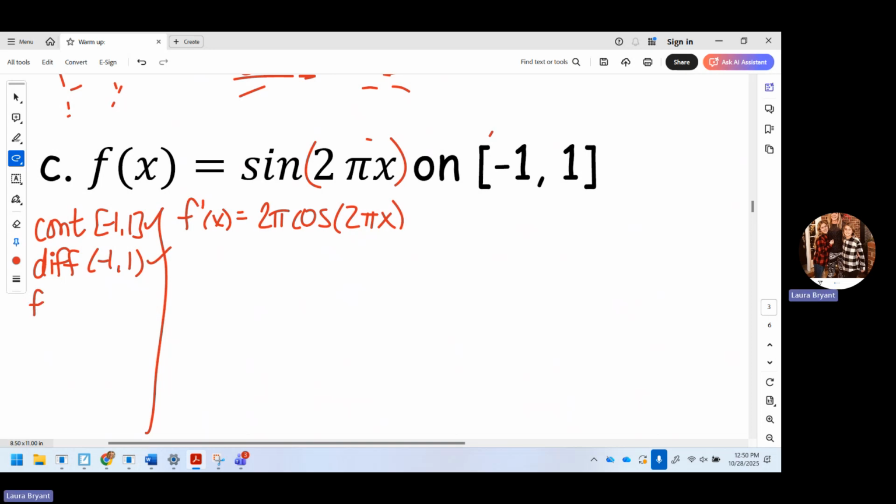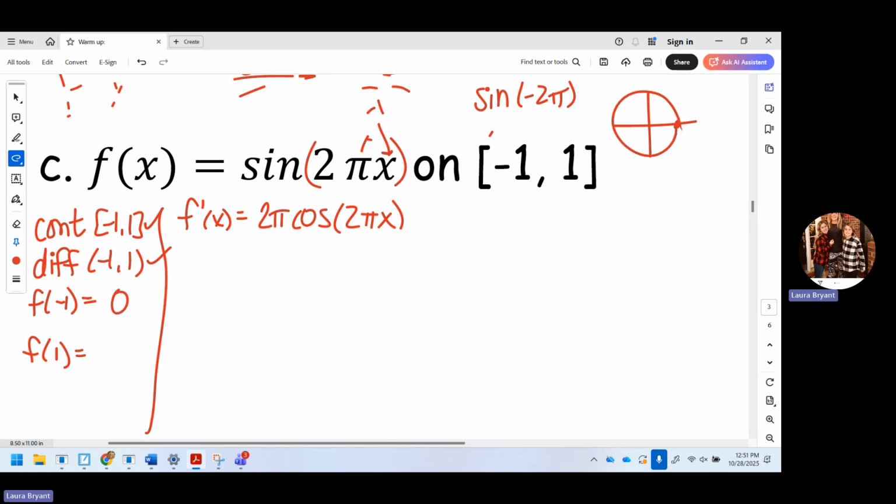Then I do f of -1 and f of 1 and see what I get. So f of -1, if I plug -1 in here for x, that's the same thing as sine of -2 pi. Quick reminder, what is sine of -2 pi? 0. Good job. It is 0.